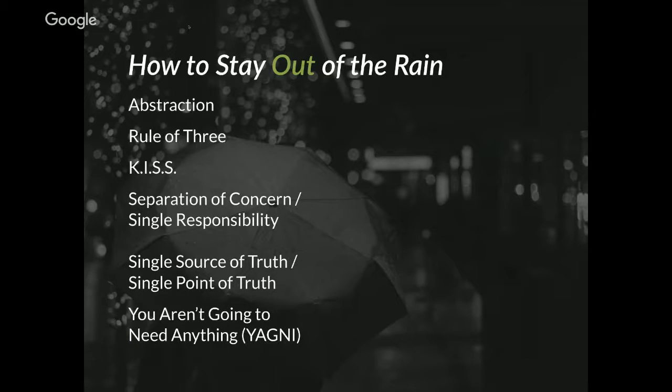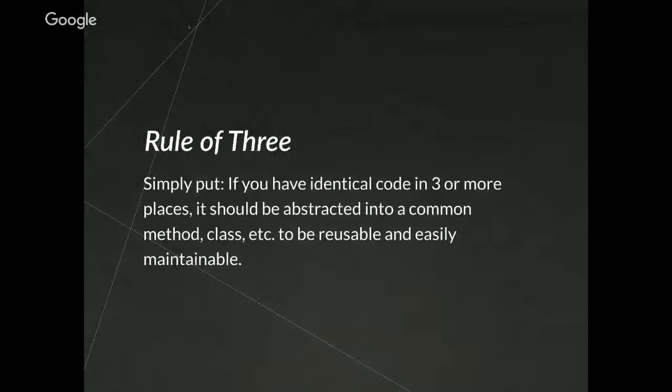Okay, so now you can actually see my presentation. So there's abstraction, there's the rule of 3, there's KISS, separation of concern and single responsibility, single source of truth, and you aren't going to need it. So let's dive into the rule of 3.